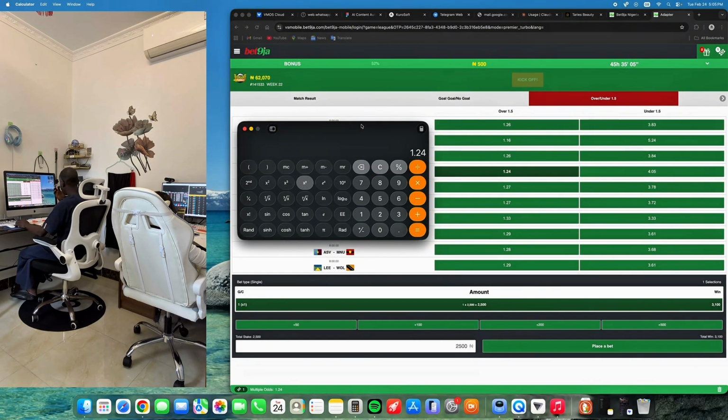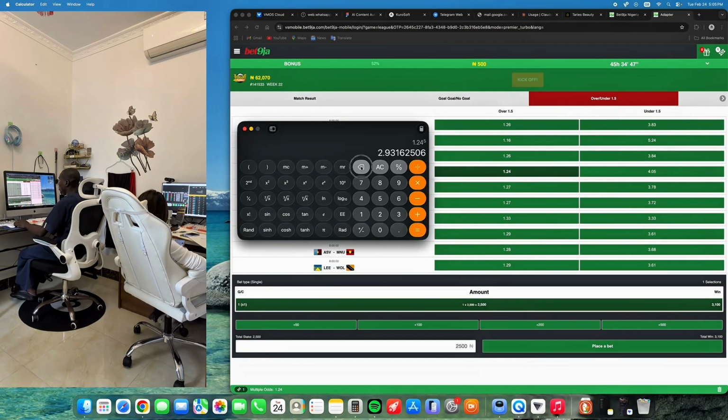Okay, so let's say for instance, I want to use two odd. If I want to use two odd, that would be more like 5. 2.4 raised to power 5 is going to give me 2.9 odd, which is already too high. I don't need this high number. I just need a 2 odd. Okay, so I'm going to use this again.